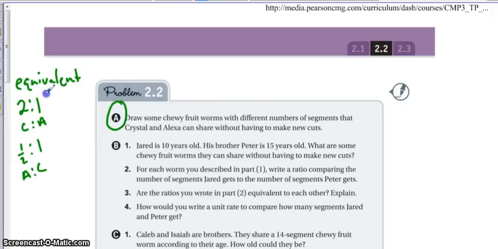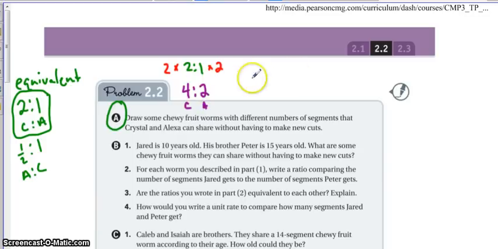I'm going to stick with this 2 to 1 because it's working with whole numbers and it's going to be a little bit simpler to work with. So if I make a 2 to 1 ratio and I multiply both sides by 2, I'm left with 2 times 2 is 4 and 1 times 2 is 2. So if Crystal got 4 segments and Alexa gets 2, then this would be a 6 segment worm.